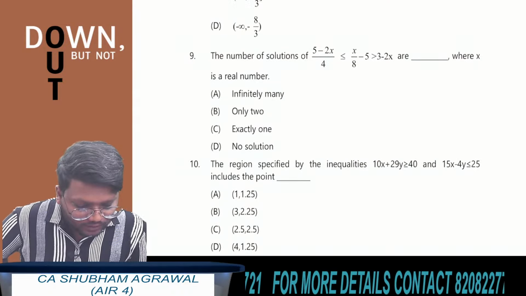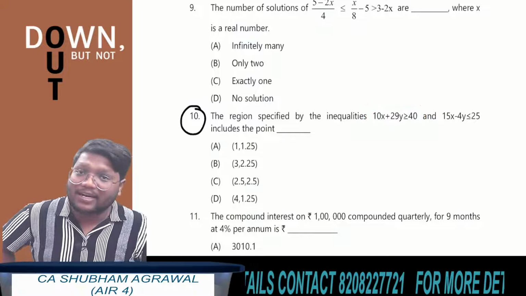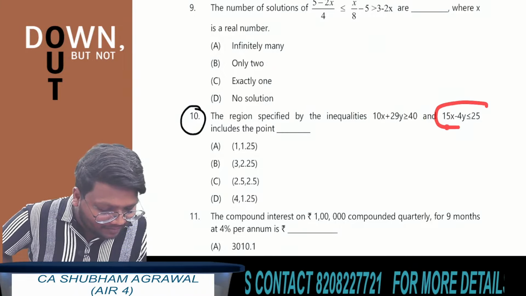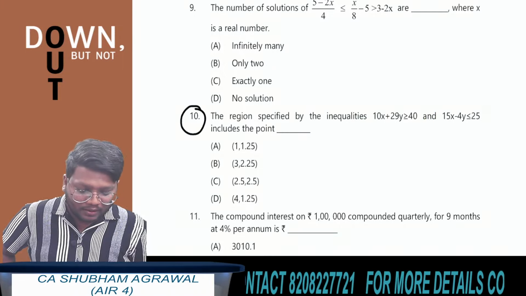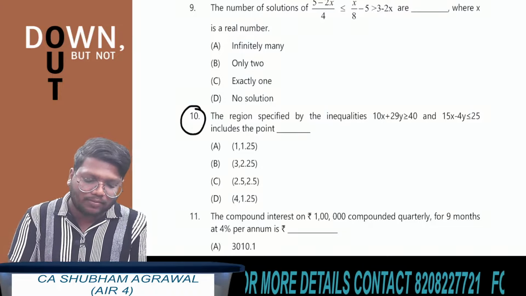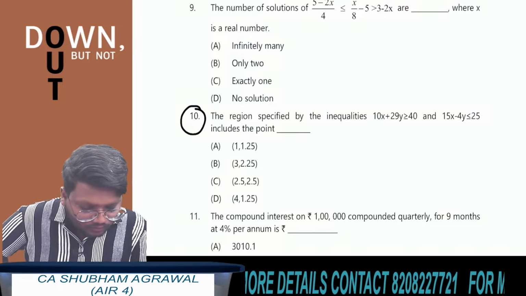Question number 10. This question is of linear inequality. They have provided us two inequalities, that 10x plus 29y is greater than or equals to 40 and 15x minus 4y is less than or equals to 25. We have to find which point satisfies both the inequalities. Again, you have to solve this question by using the options.